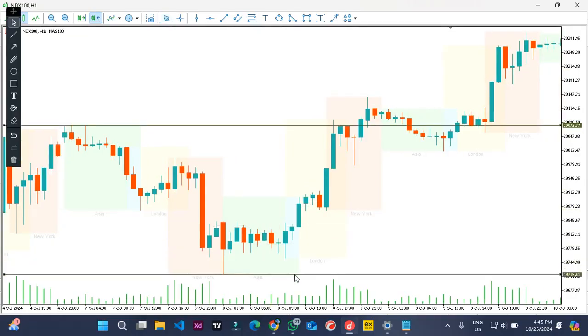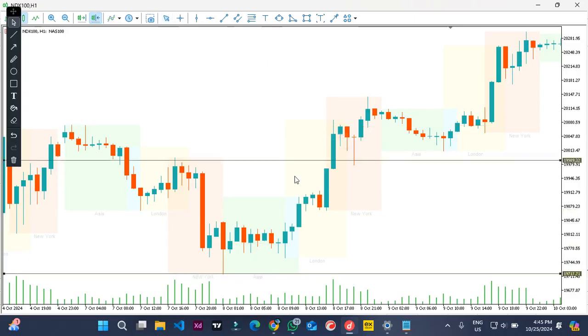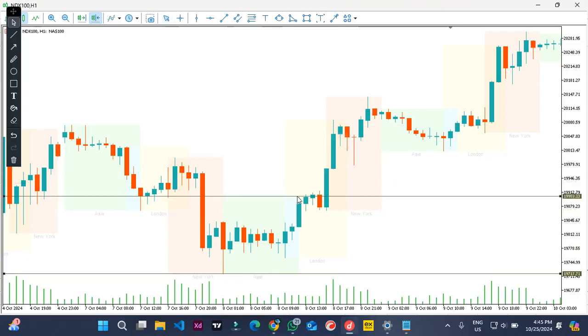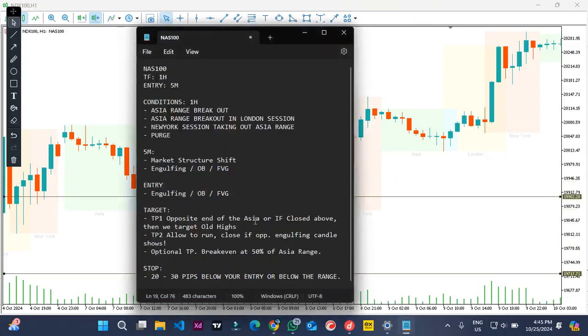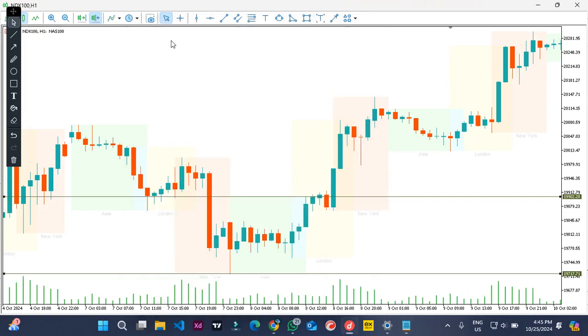If it closes above over here, if closed above, then we hold and target old highs. All right, so here is your range, and there is the breakout. We came back into the range. You see the breakout is not huge, so this kind of simple or short breakout, you just have to be patient and hold on. And you see price went back up. Okay, price went back up. You can check your 5 minutes, and let's confirm this movement.